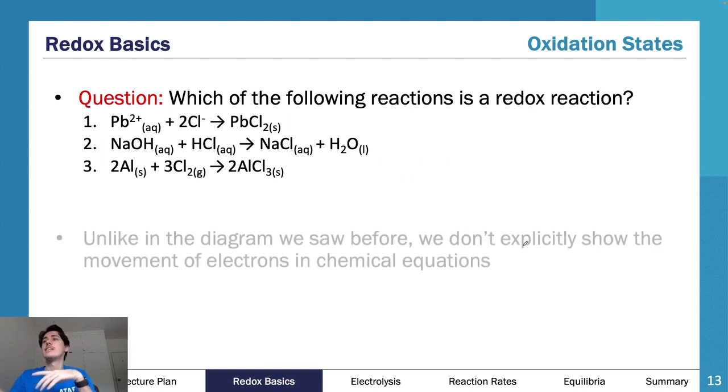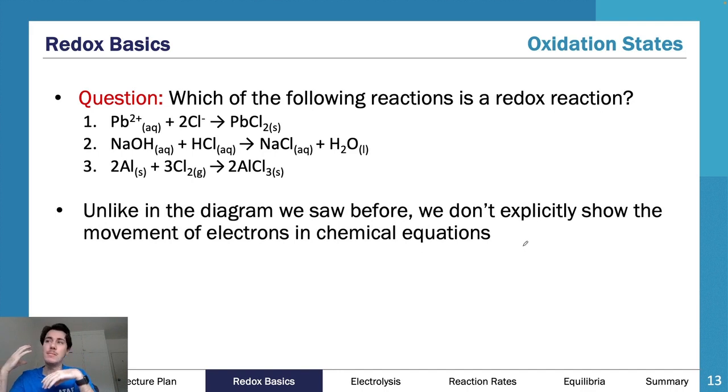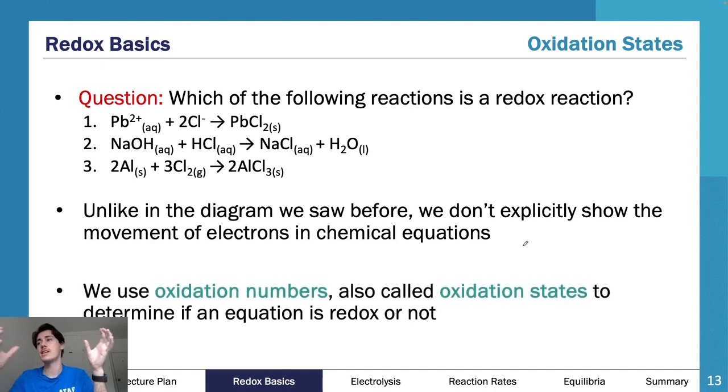And unlike in a diagram that you saw before with the oil rig and the different equations, you can't explicitly tell where the electron movement is, what is going on. You can't look at those half equations that I showed you before. So in this case, we have to use oxidation numbers, or what sometimes the exam will refer to as oxidation states, to determine if the equation is redox or not.